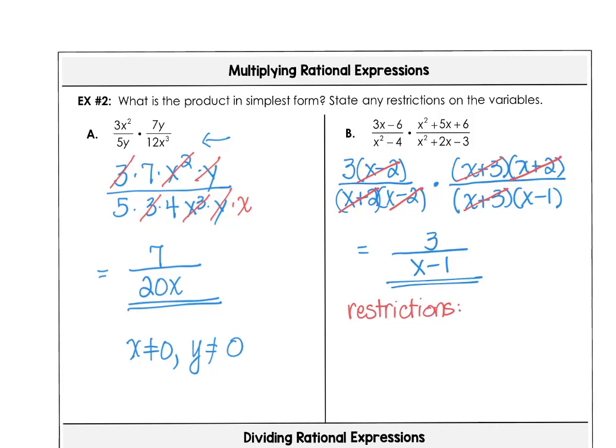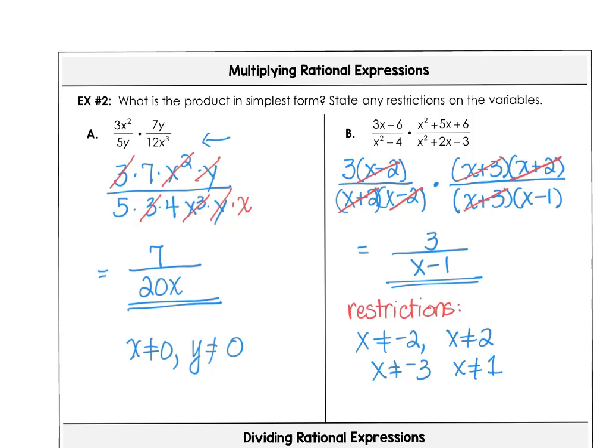So looking at factored form across the bottom, I see we are not allowed... I'm looking like here, here, here, and here. We're not allowed to have negative 2, positive 2, negative 3, or positive 1 for our restrictions.